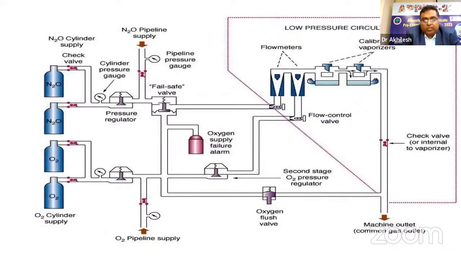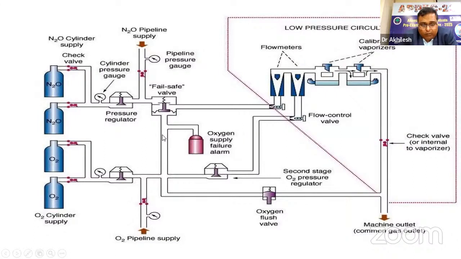So coming to the picture I talked about in the beginning. See, these are the nitrous oxide cylinders. These are the oxygen cylinders. This is the cylinder pressure gauge. This is the pressure regulator, the first stage pressure regulator, which reduces the pressure of oxygen. Here comes the oxygen pipeline supply. We have talked about it: we have to keep it above this pressure so that the machine preferably takes gas from the oxygen pipeline supply.